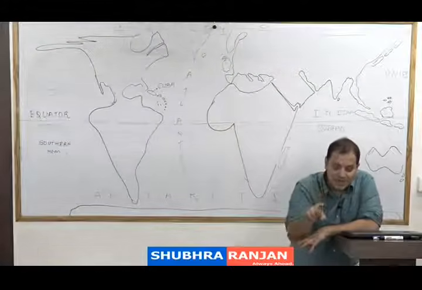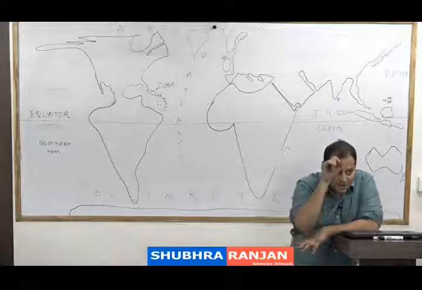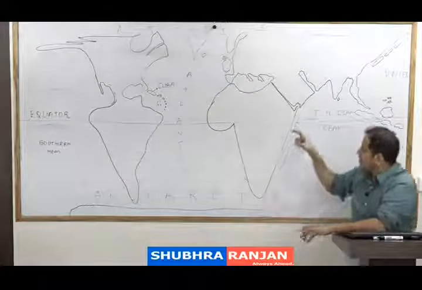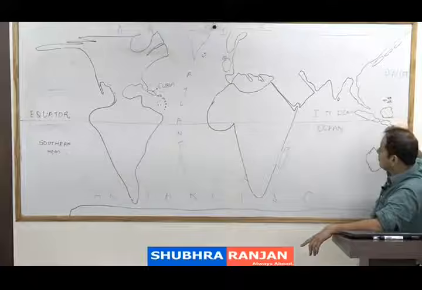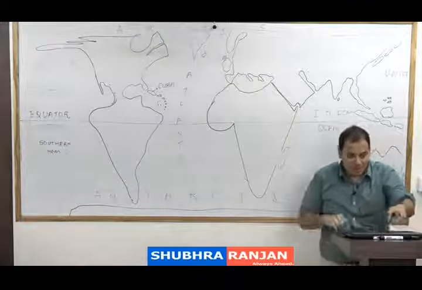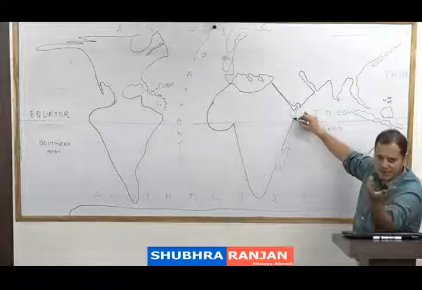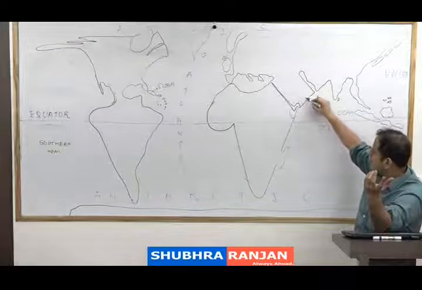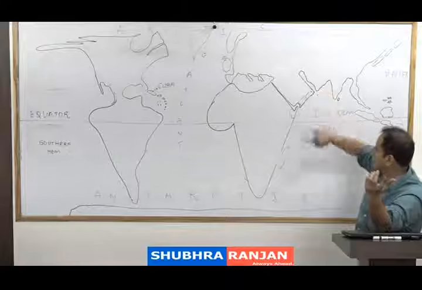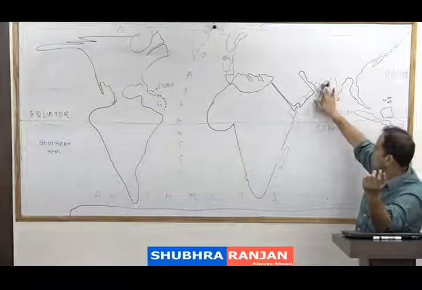Second thing is Indian Ocean is an enclosed ocean. In the northern hemisphere, it is enclosed by many countries. And what are the countries? Djibouti, Somalia. Badi country hai? Nahi. This country is Oman and Yemen. This is Iran.